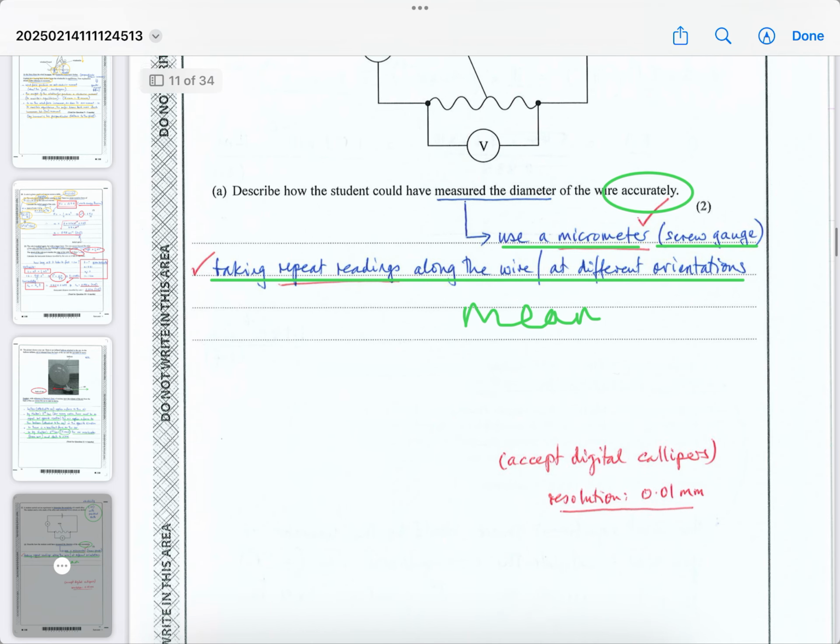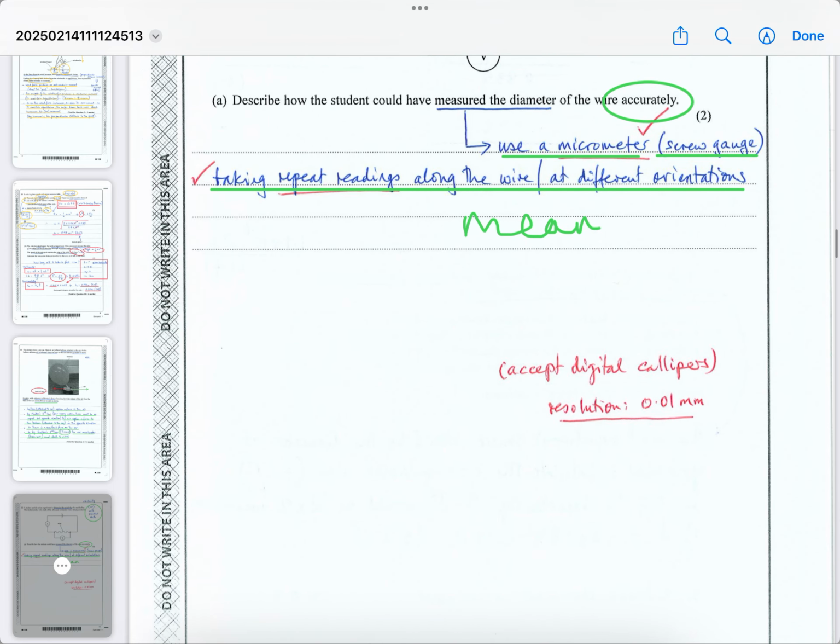They would accept digital calipers, as the digital calipers also have a resolution of 0.01 millimeters. Now, we bought some digital calipers recently for the school, and we have them, so hopefully you've used them with one of your teachers. But the micrometer is normally the tool you would use for measuring the diameter of a wire. So the exam board are accepting digital calipers.